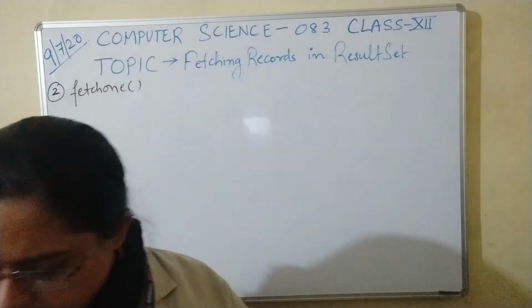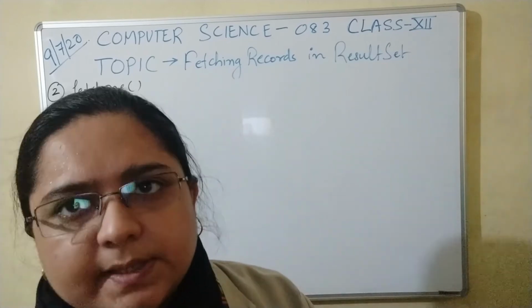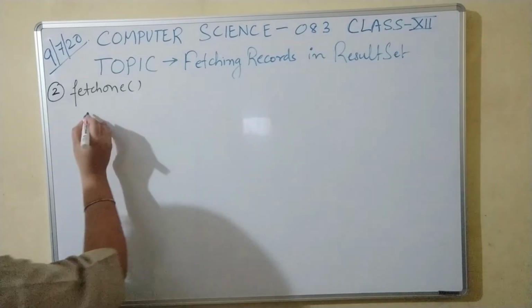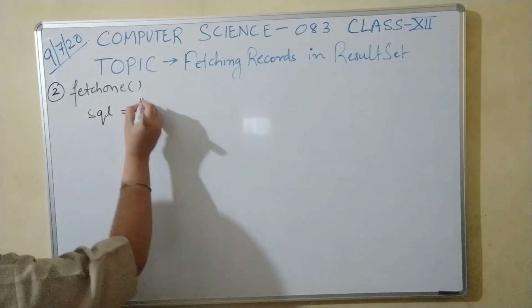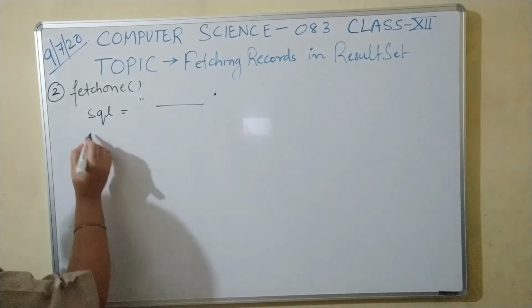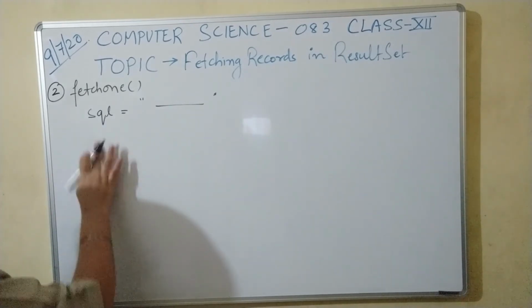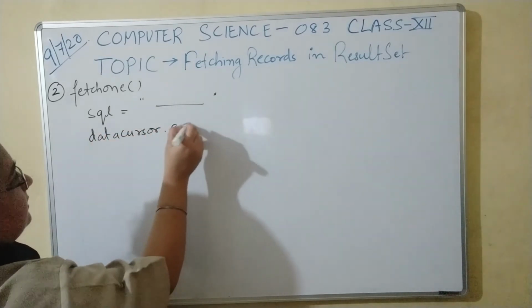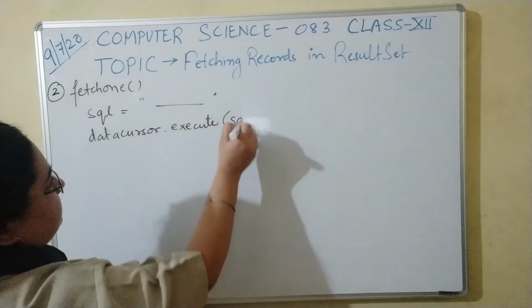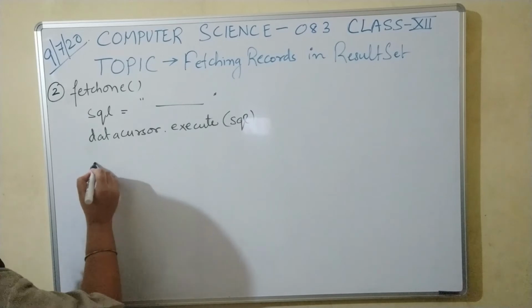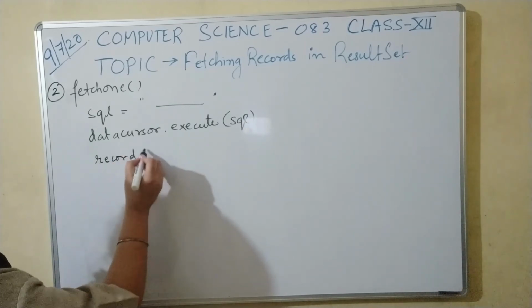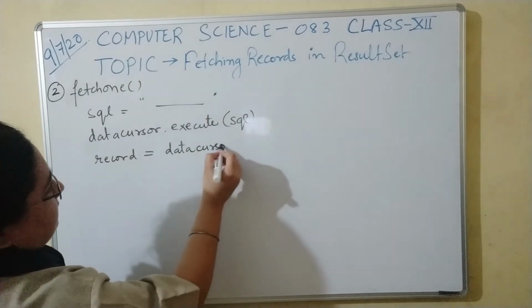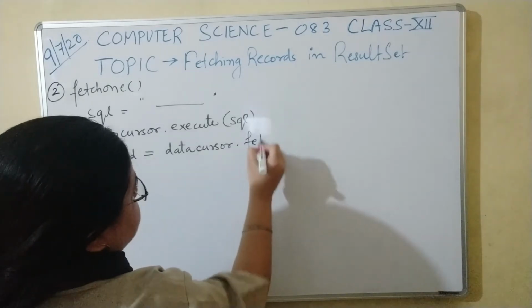So fetchone extracts only one record from your result set and returns it in the form of a tuple. Once your SQL has been executed, this is your SQL. After that, you will write data cursor dot execute SQL, and after this you will write record equals data cursor dot fetchone.